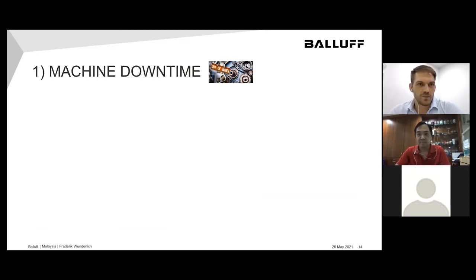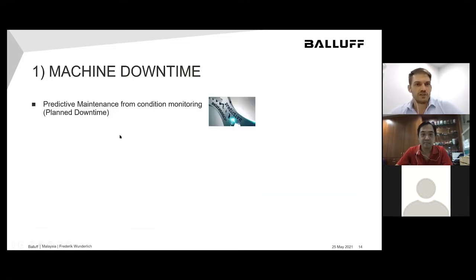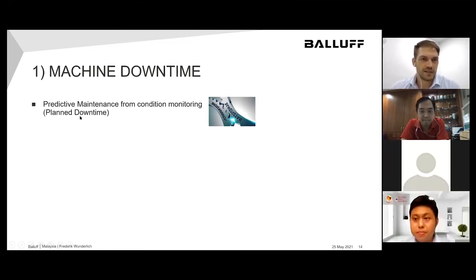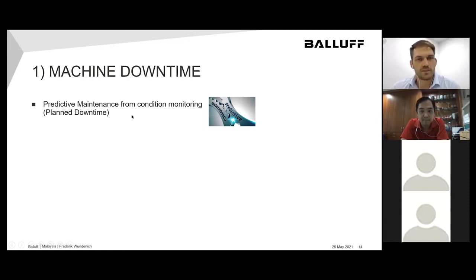Okay, so yeah, coming to the next topic. How can IO Link, this technology, help to decrease the machine downtime? So one is, we get additional information. We get information about the condition of the sensor. Means we can predict the maintenance intervals and we can plan the downtime. So means we can basically decrease unplanned downtime, but we can actually say, okay, this sensor or this machine has to be maintained next week because the parameters look like this.